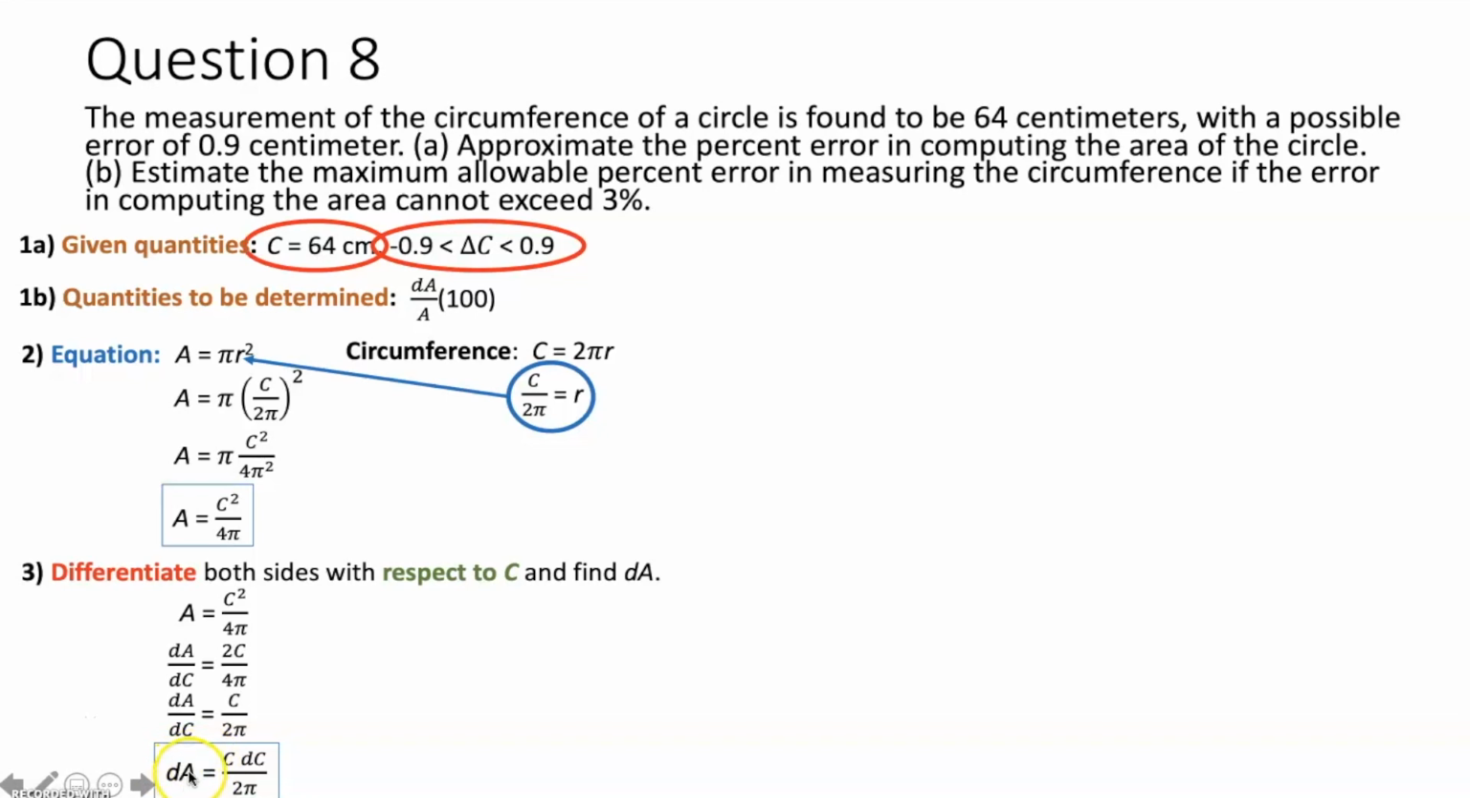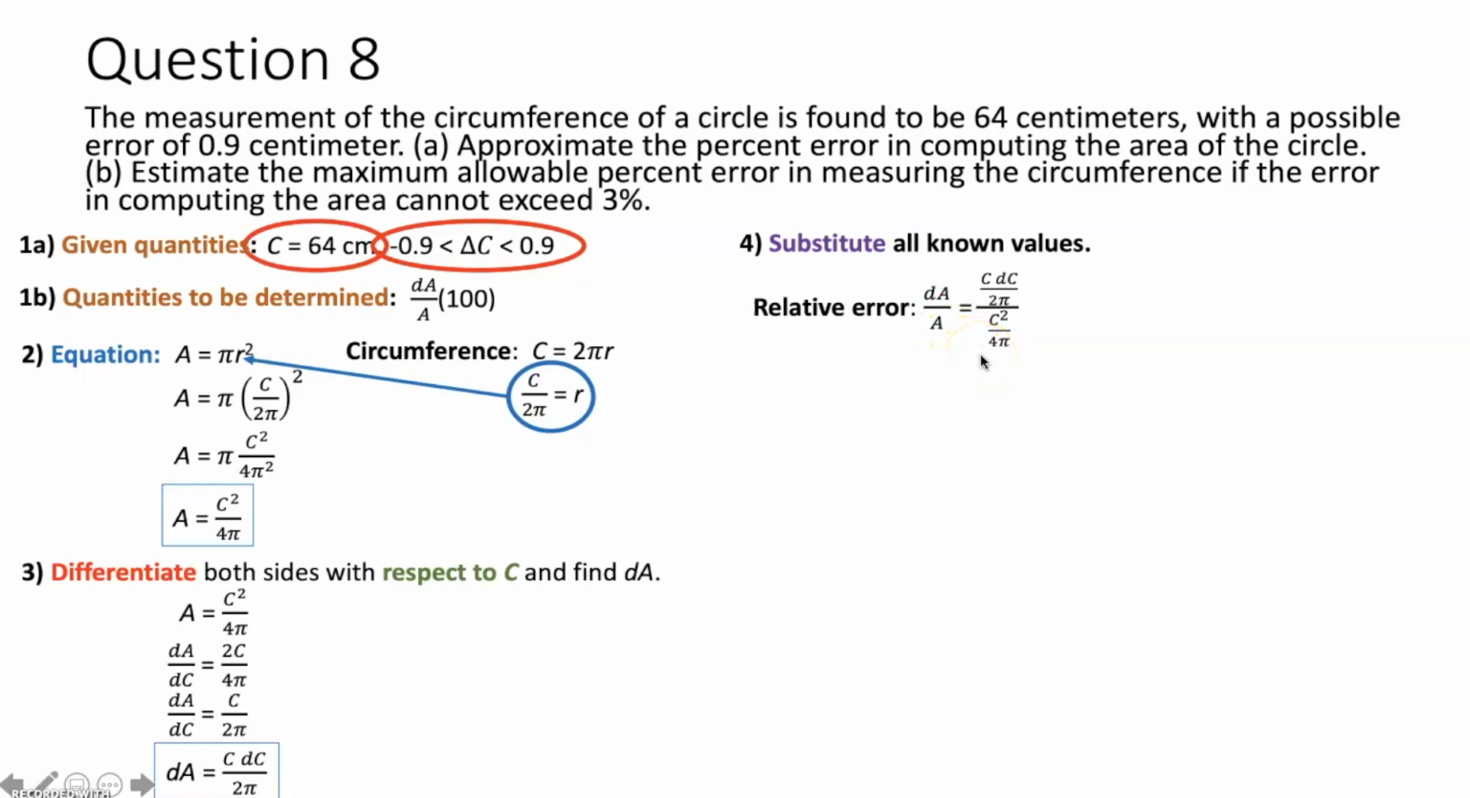Now, how does this help us? Well, I'm trying to find dA over A times 100. So I have an equation solved for dA. I also have an equation solved for A. So what I can do then is substitute in for what I know. I know that dA is equal to c dc over 2 pi, so I'm going to plug that in there. I know A is equal to c squared over 4 pi, so I'm going to plug that in there.